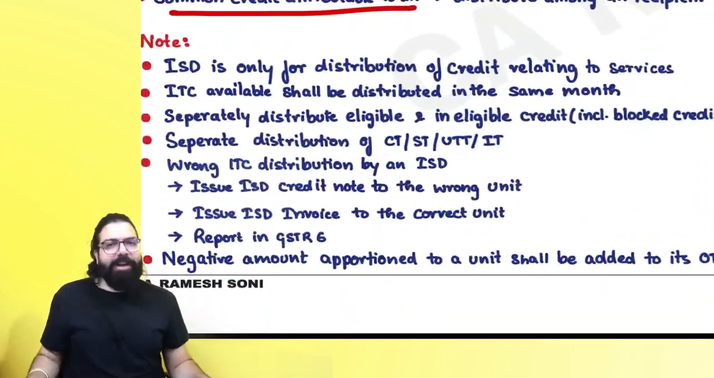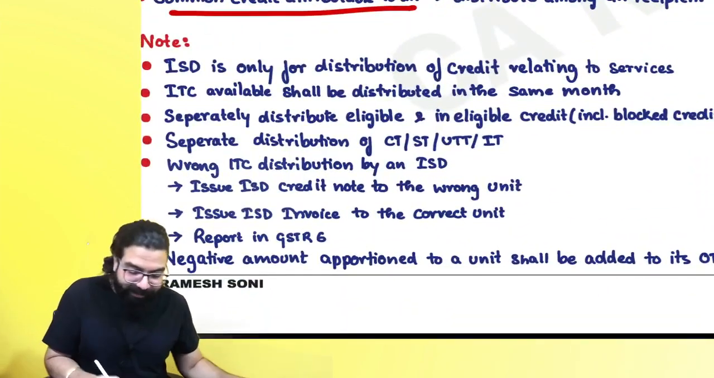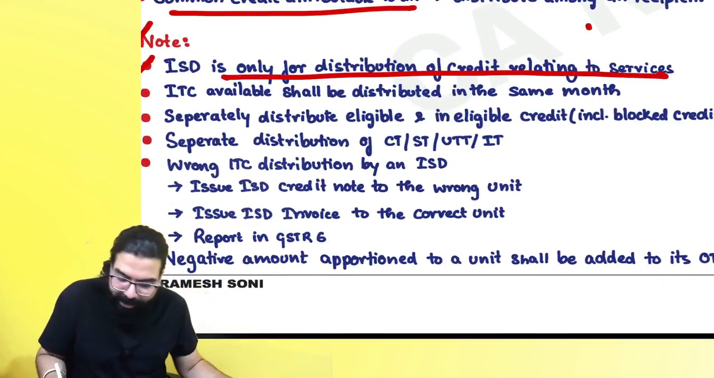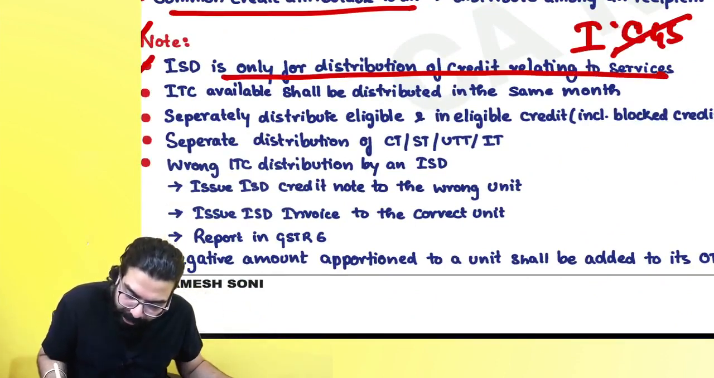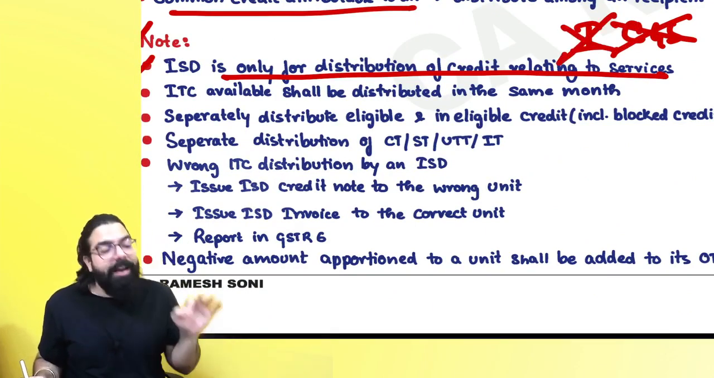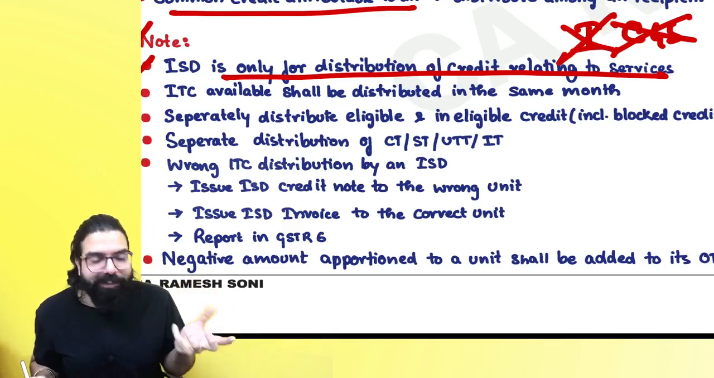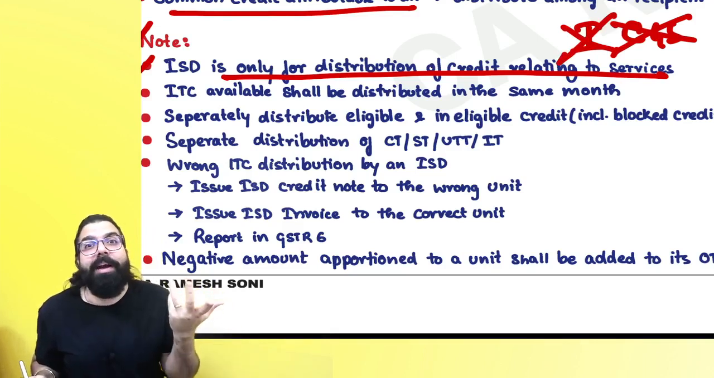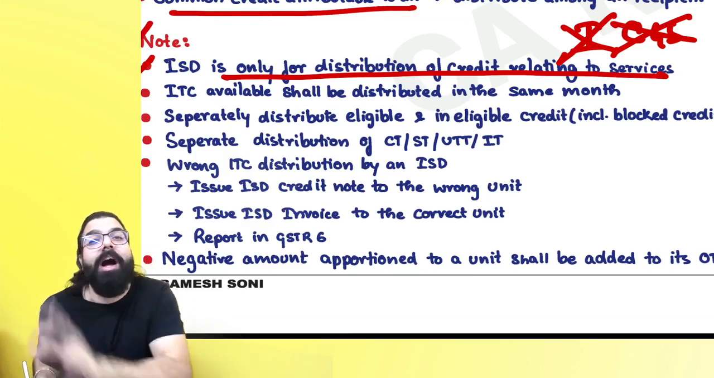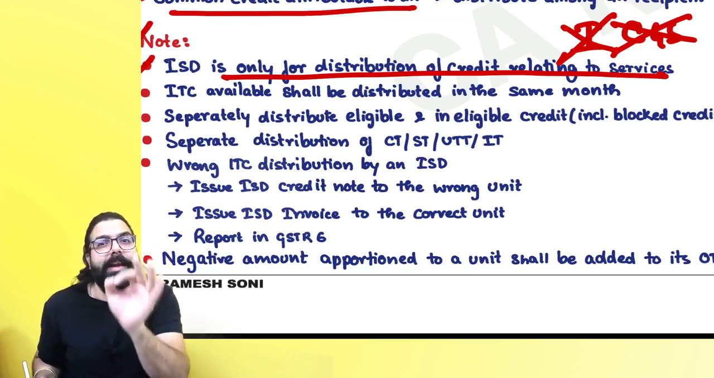Now, if you come on the left hand side, it says ISD is only for distribution of credit with respect to input service. Remember, in your exam they will give you a point wherein input will be there, and you will not see input. You will read it as input service and distribute the credit. Please remember, input goods and capital goods, you can't distribute the credit. Remember, in the exam it will come.